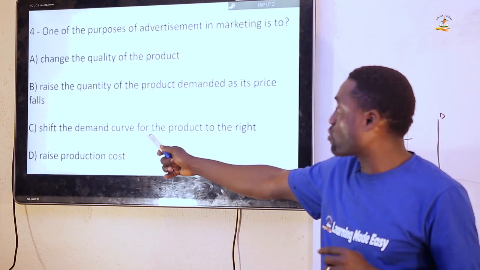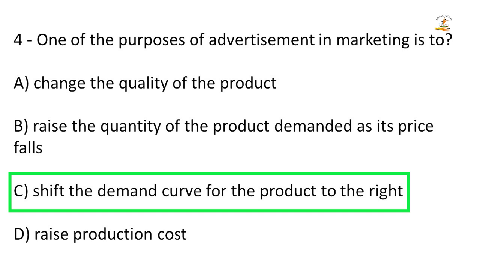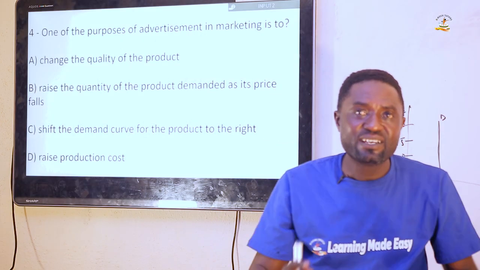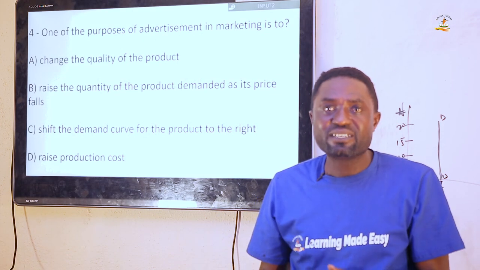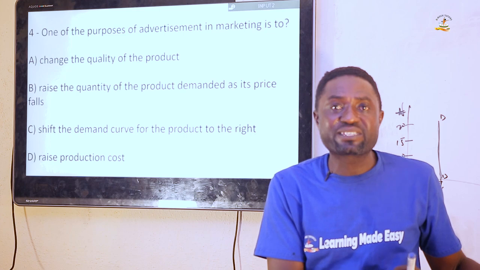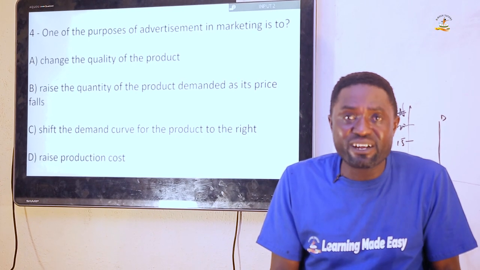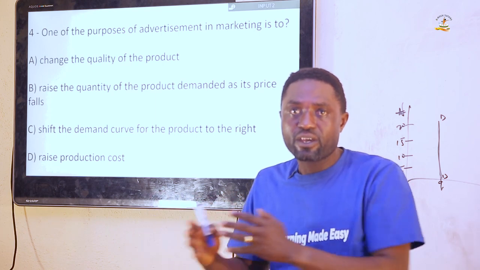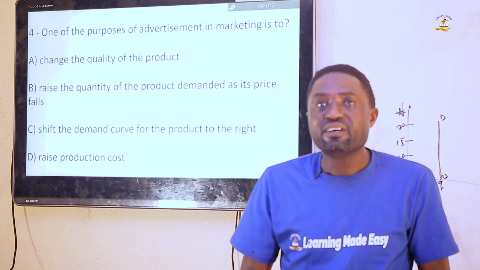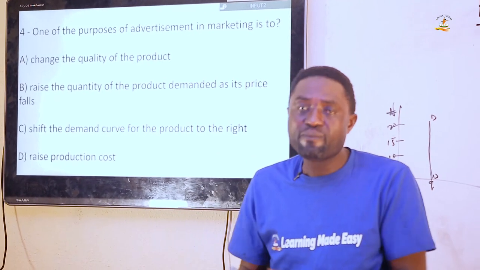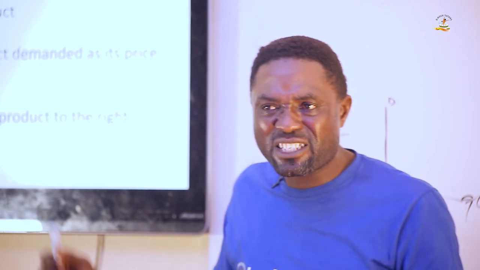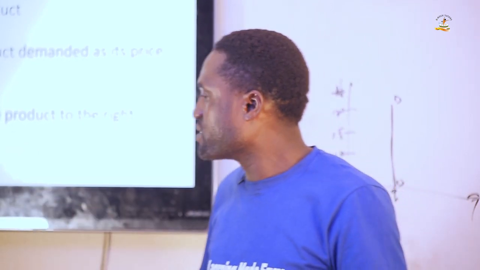So the perfect answer to that question is shift the demand curve for the product to the right, because advertisement in favor of a particular product will make more people buy it. And if more people are buying it, that means the demand curve will shift. Somebody that was using a black and white television before, which is no longer relevant, can decide to buy a color television if he is aware of it, if there is a kind of publicity that creates awareness about that particular product. And a lot of people will now shift from buying black and white television to color television. So advertisement can make that happen. That is why C is the perfect answer.